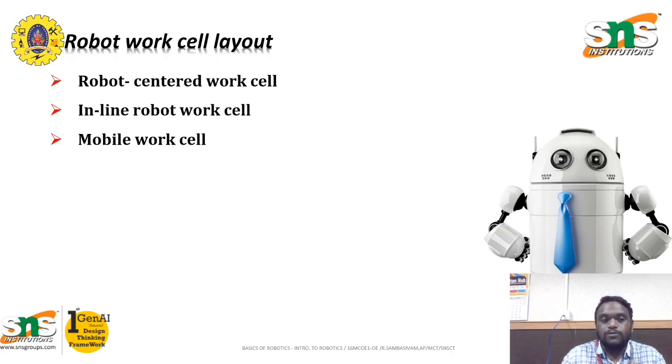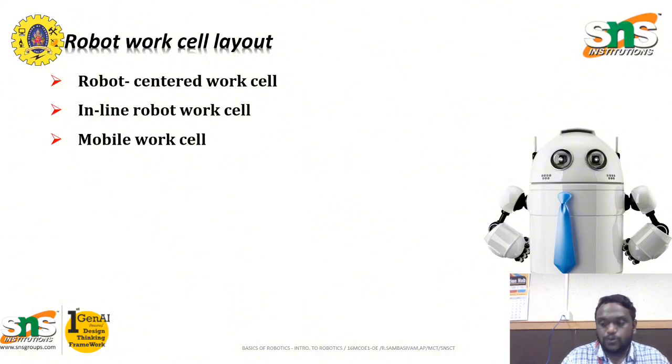Then the third one, the mobile cell, is nothing but an autonomous robot, where the mobile robot can do a task by moving to the workstation and performing the required task, and then moving to another station for performing another task on another workpiece. This is how the robot cell layout has been categorized.